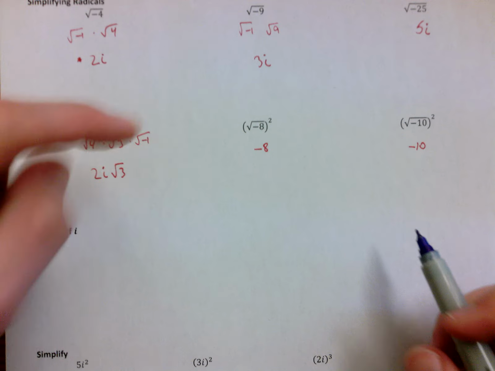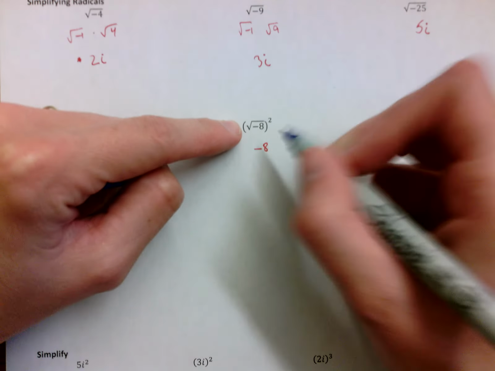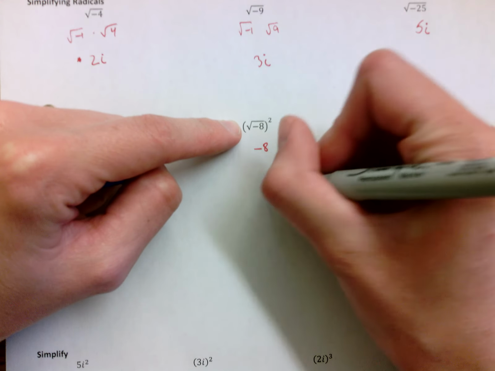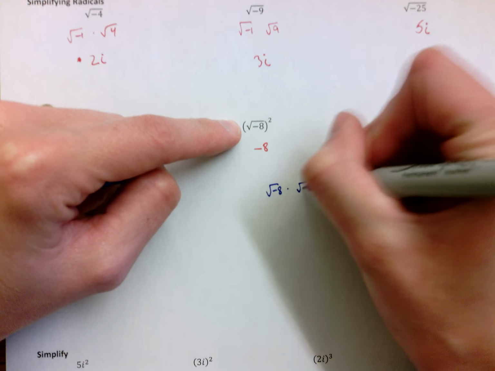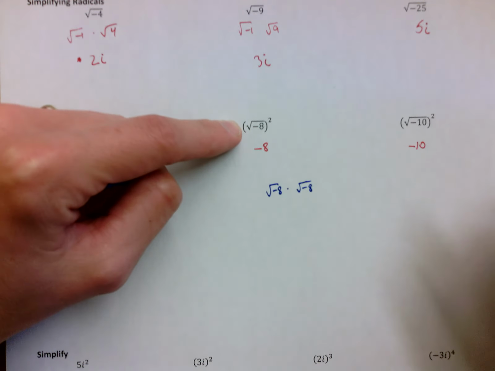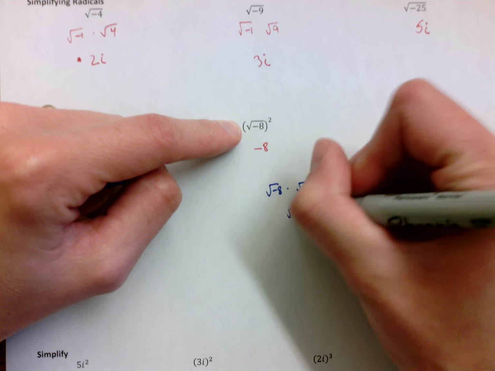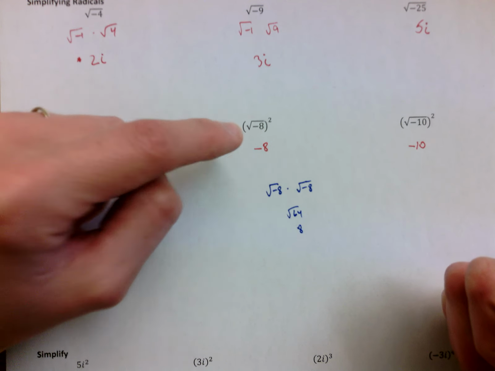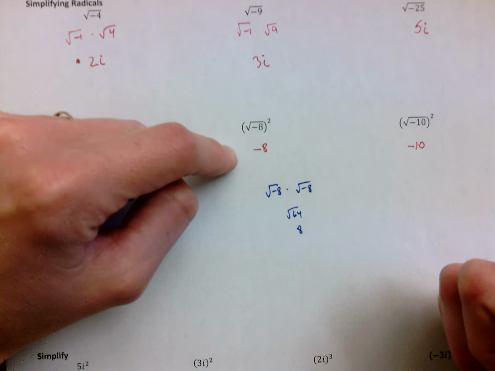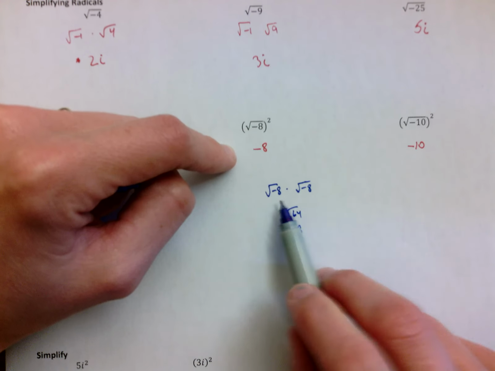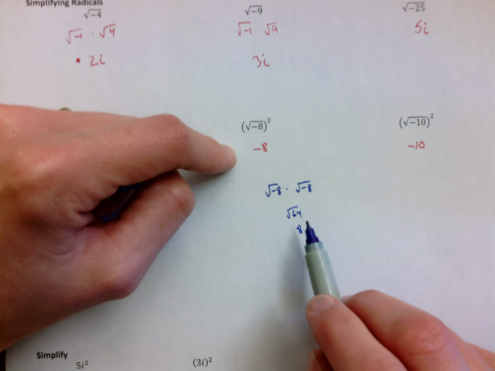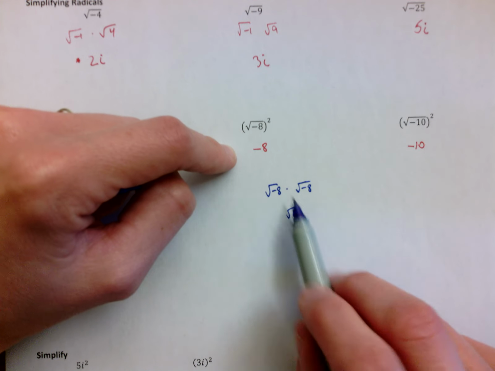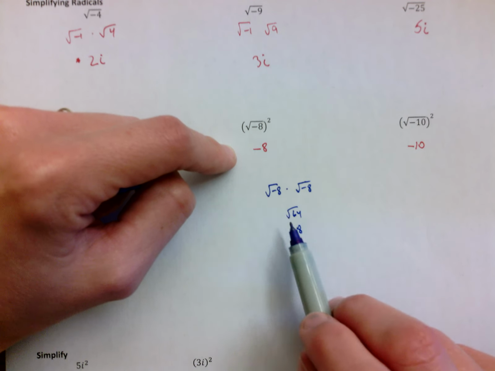But what sometimes happens is people say the square root of -8 squared means the square root of -8 times the square root of -8. Then they say -8 times -8 is 64, and the square root of 64 is 8. Well, that's not the right answer. Squaring and square rooting cancel, and you're back to -8. This is something you have to watch out for when simplifying radicals.